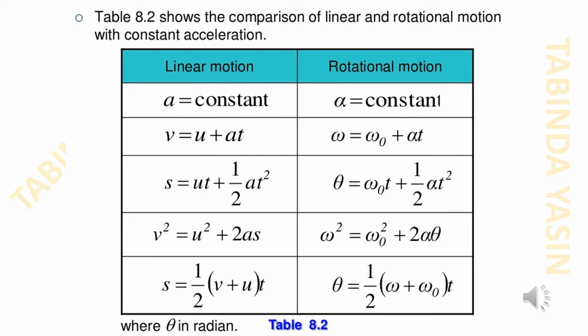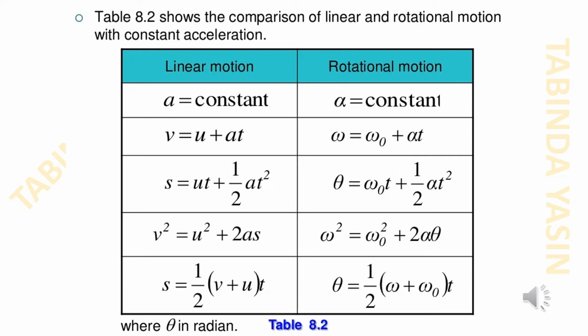Now the comparison between the linear and rotational motion with the constant acceleration. In the linear motion and the rotational motion, the linear acceleration and the angular acceleration are constant. The linear motion equation is v is equal to u plus at. The angular equation is omega is equal to omega naught plus alpha t. Linear motion second equation is s is equal to ut plus 1 over 2 at square. In rotational motion, the angular displacement is theta is equal to omega naught t plus 1 over 2 alpha t square. And the linear motion equation for final velocity is v square is equal to u square plus 2as, and for the rotational motion, that is omega square is equal to omega naught square plus 2 alpha theta.